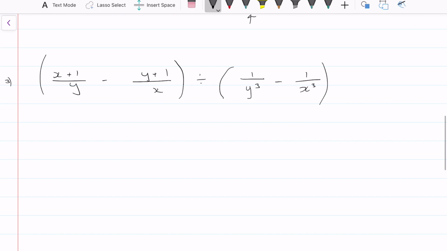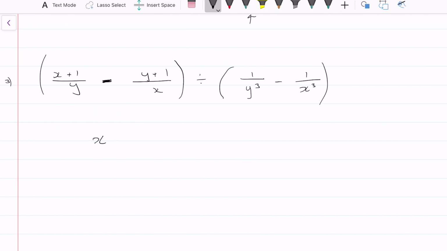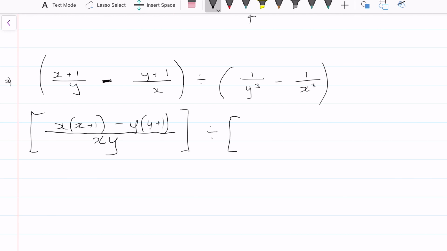the brackets. So I want to simplify the brackets. So we have a minus sign right here. So let's get an LCD, which would be x times y. Okay, so to get xy at the bottom, we need to multiply the first term by x and the second term by y. Okay, I'm going to use square brackets divided by, and again, get an LCD of x cubed y cubed, and I'm going to get x cubed minus y cubed.